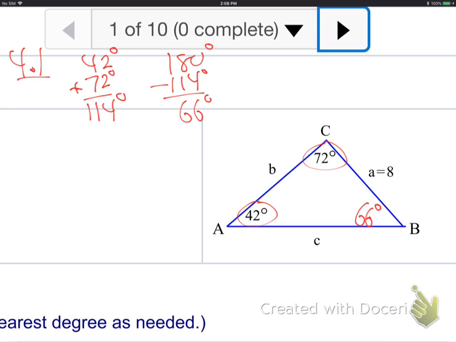And they give me side A. A is 8. See it over there? Can I now find side B? We've done this before, right? Go ahead and find side B. Use what we've learned before to find side B. We can't. It's not a 90-degree angle.